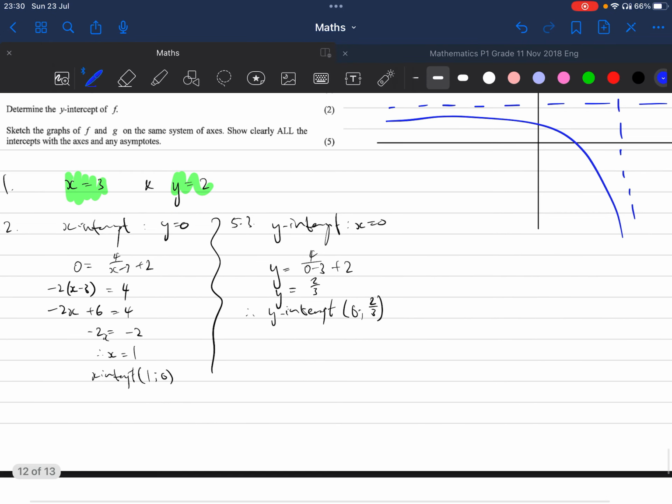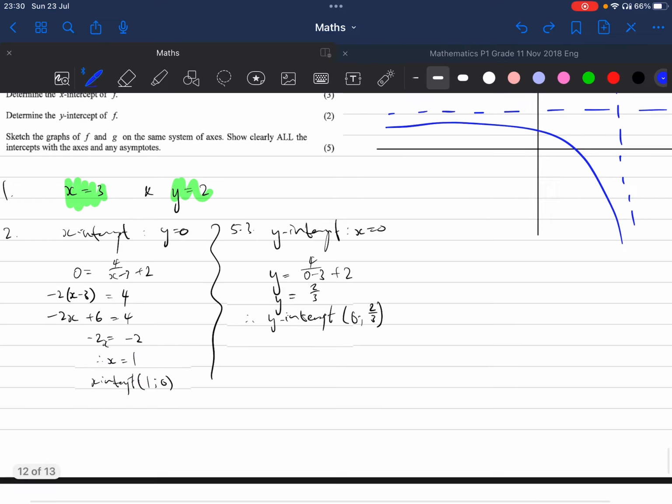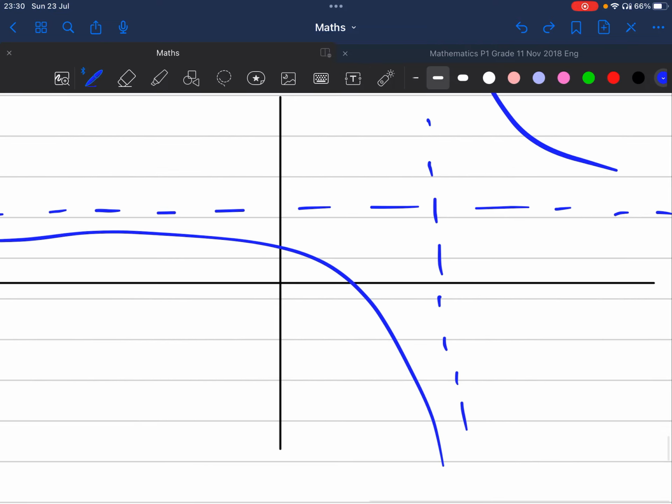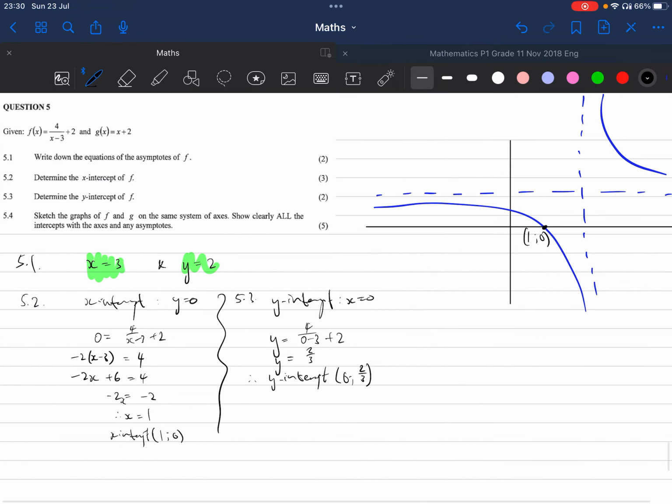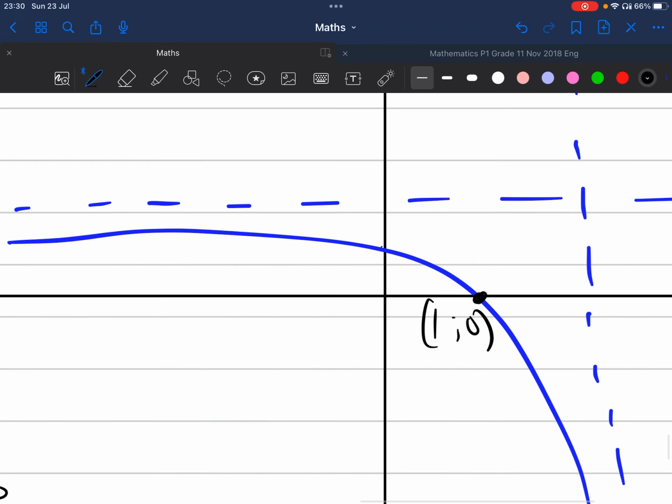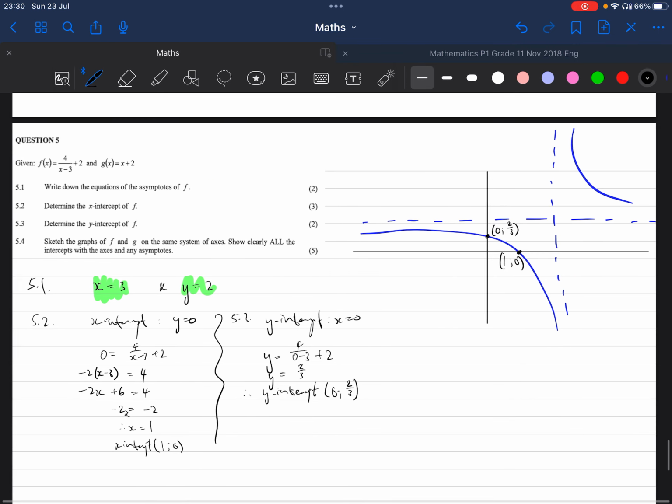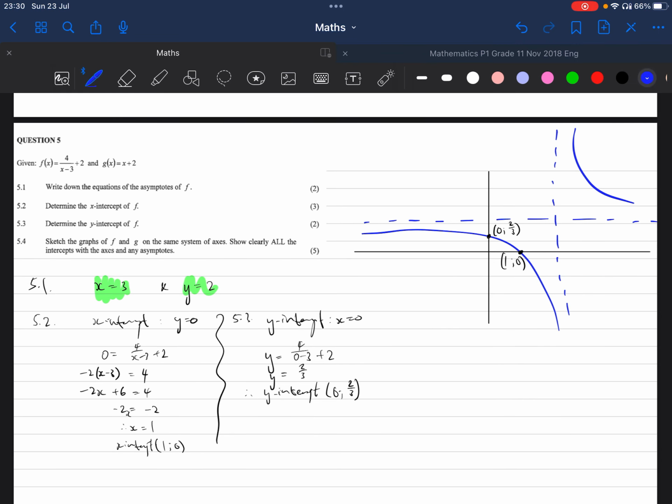Now let's put in these intercepts that we had. The x-intercept was at 1 and 0, and our y-intercept was at 0 and 2/3. So that takes care of f of x.